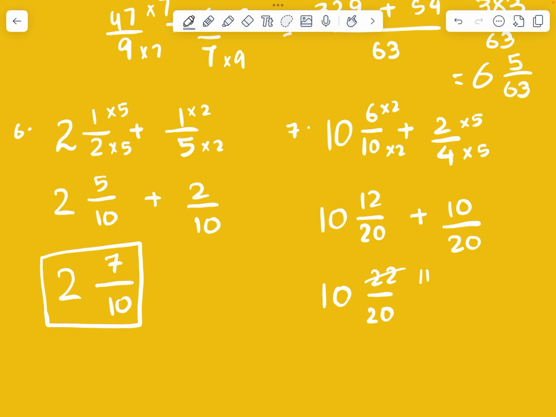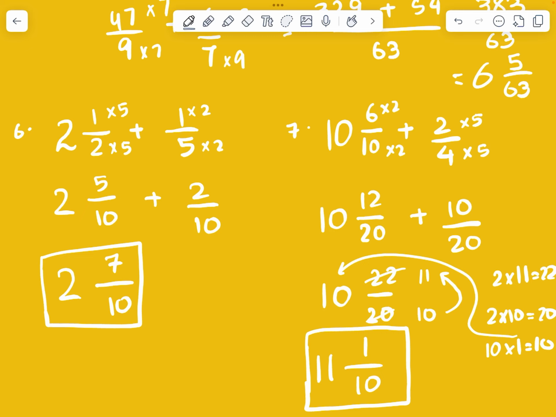Well, you can reduce this using the table of 2, because 2 times 11 is 22, and 2 times 10 is 20. Okay, and then 10 can go into 11 only one time, because 10 times 1 is 10. Add that 1 over here, so that should be 1 and 1 over 10. And that's it, our answer right here. And that concludes our video on addition of fractions.